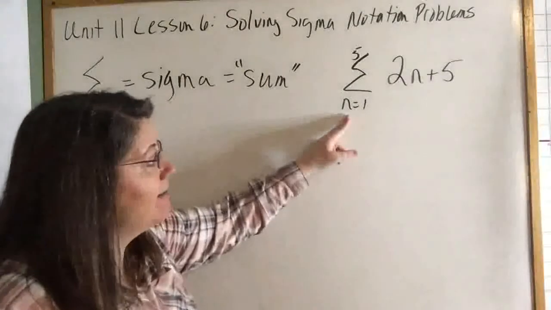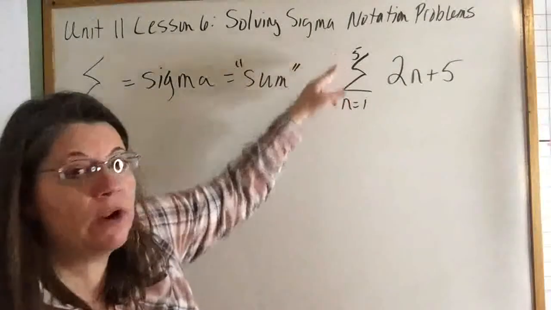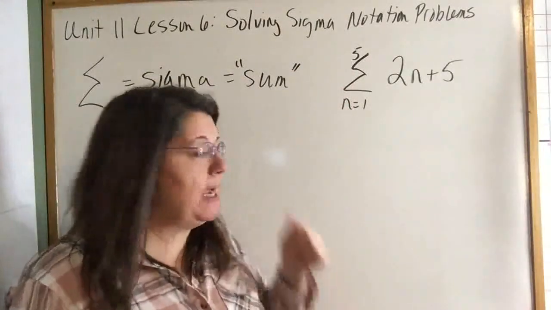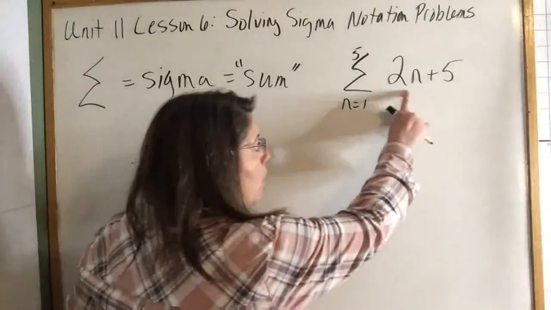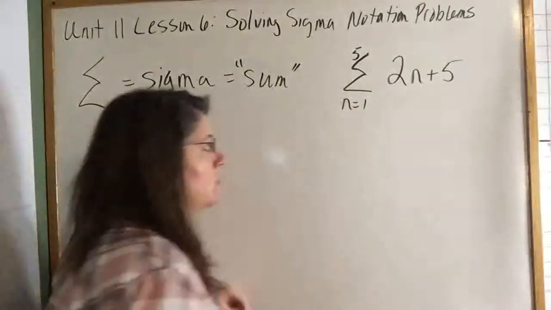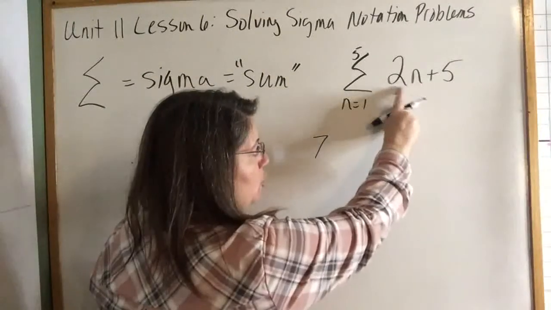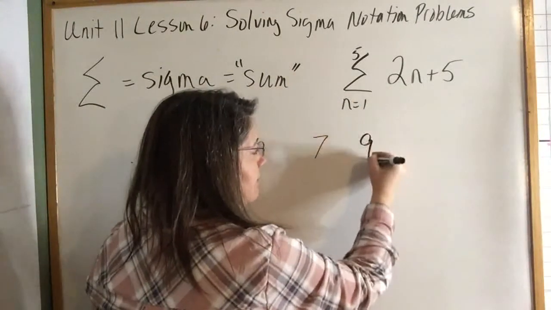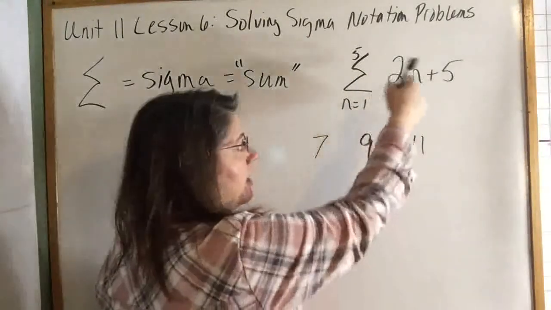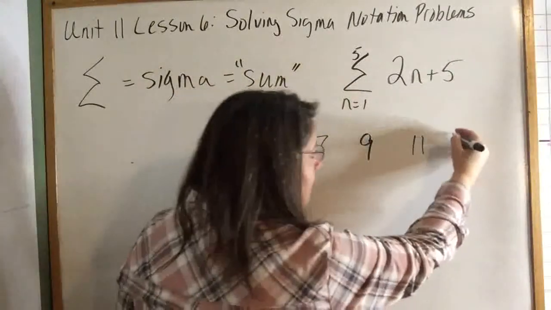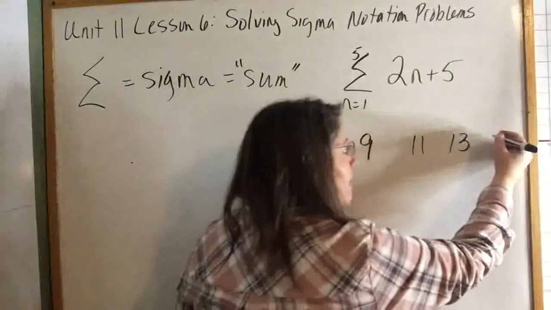So basically what they're asking us to do here is find the sum of the first terms going from 1 to 5. Okay, now, if we do that, first thing I'm going to do is plug 1 into this expression. So if I plug 1 in, I get 7. If I plug 2 in, 2 times 2 is 4 plus 5 is 9. If I plug 3 in, 2 times 3 is 6 plus 5 is 11. When I plug in 4, 2 times 4 is 8 plus 5 is 13. And when I plug in 5, 2 times 5 is 10 plus 5 is 15.